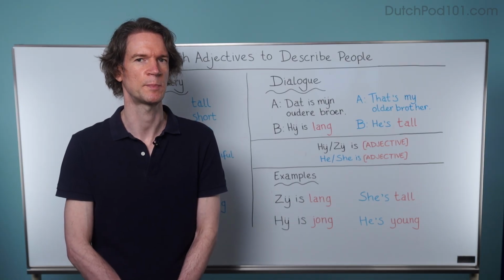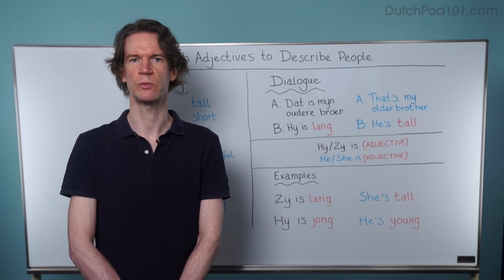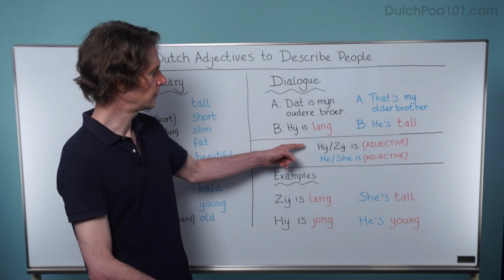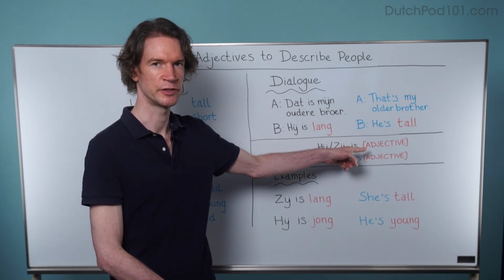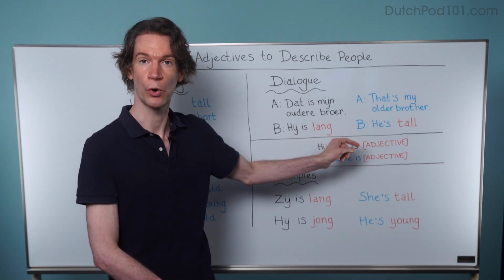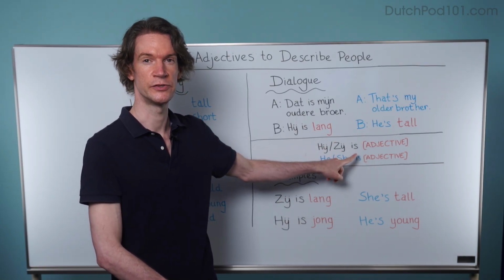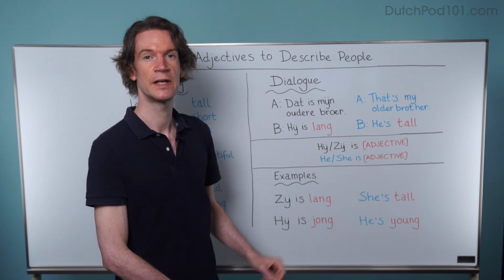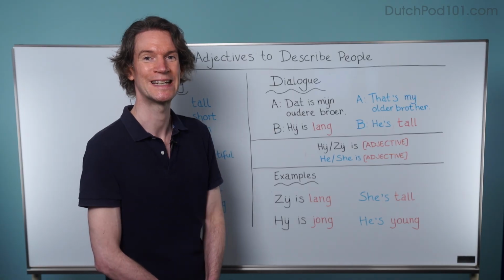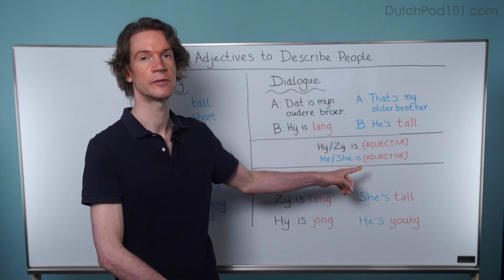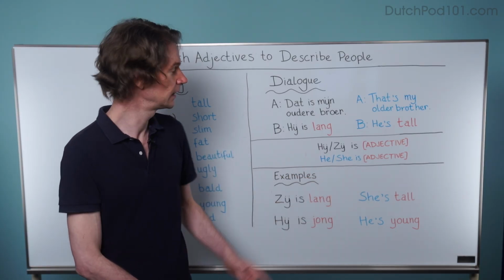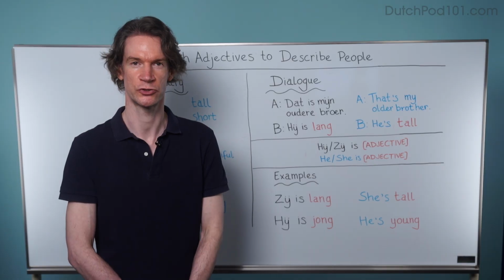Now let's look at the sentence pattern. This pattern is the structure that we follow in the dialogue and all of our examples. Hij is adjective. Or zij is adjective. Which corresponds in English to he is adjective or she is adjective. As you can see, it's an identical structure to the English.